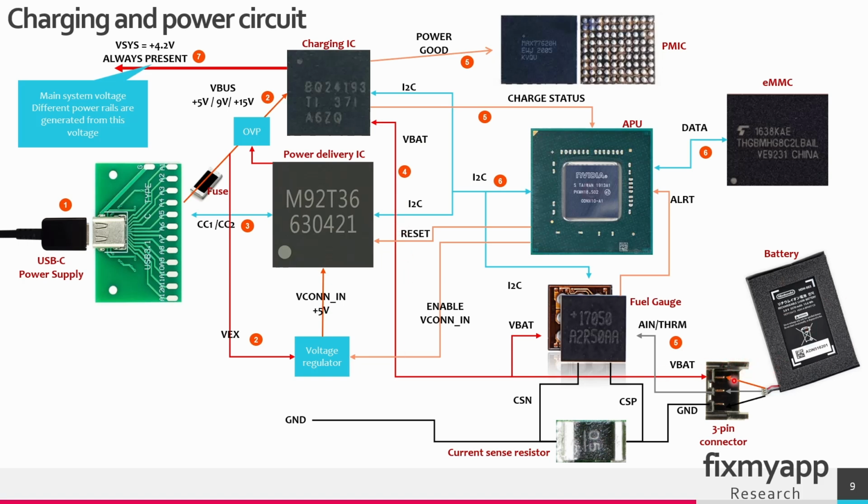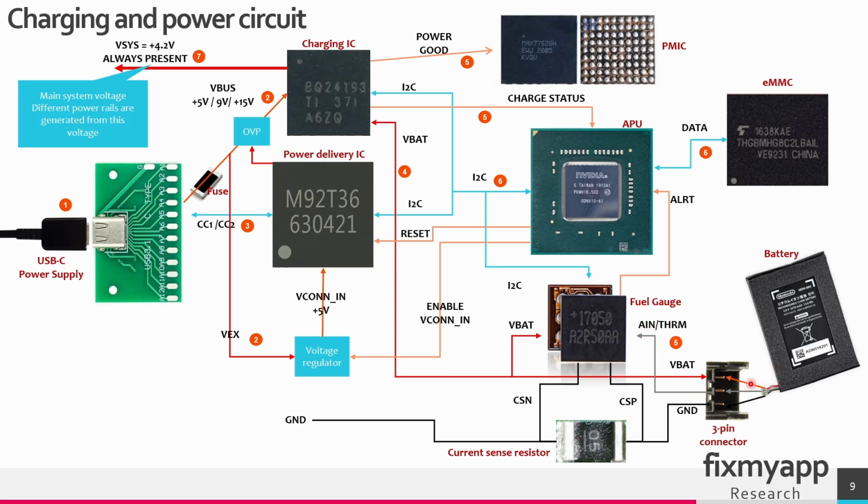So the positive pin will go directly to the BQ chip. The VBAT line will also go through the fuel gauge IC to power this IC on. The fuel gauge will also detect if there is a battery connected. It can do that on the middle pin. That's a thermal pin or the ADIN pin.